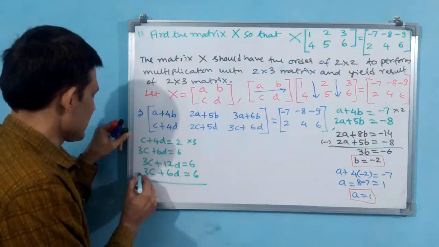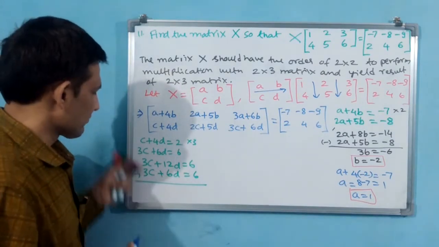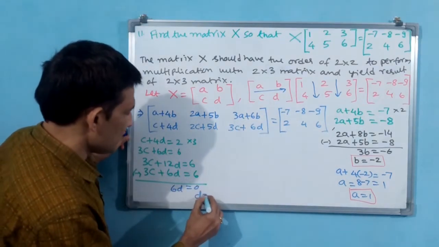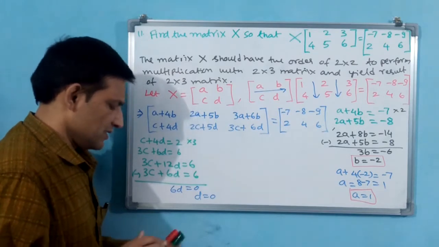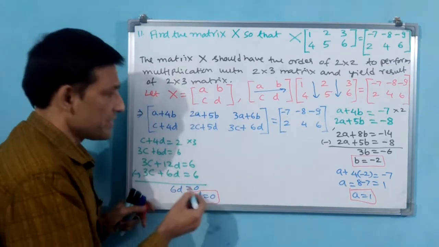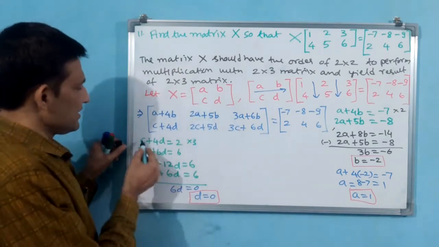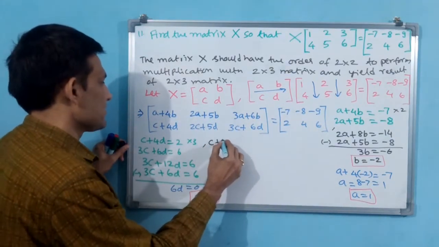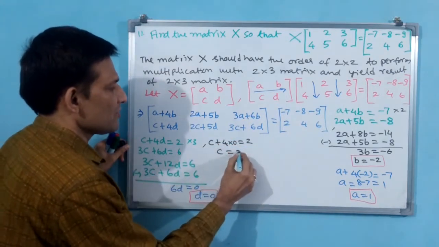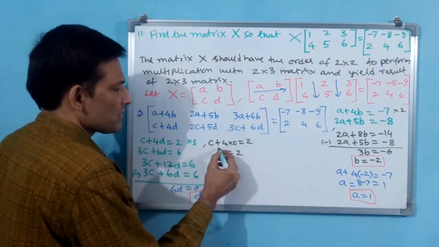Now again you subtract. If you subtract, what will come? 3C is going to get cancelled. 12 minus 6, 6D is equal to 0. D is equal to 0. 6D or 3D or 1D or 2D, whatever it may be, if it is 0 then D will be 0 only. If D is 0, then you substitute this D here: C plus 4 into 0 is equal to 2. That means C is equal to 2. Why? Because C plus 0 is equal to 2 means C is equal to 2. That's all.